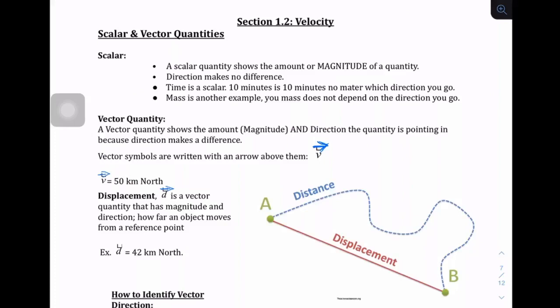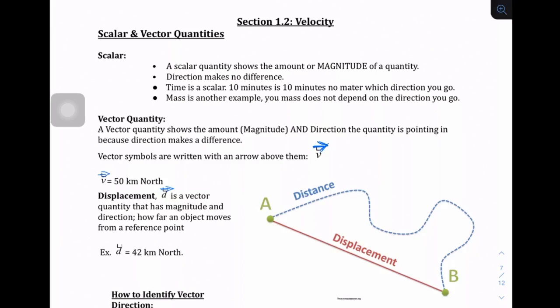Today's tutorial video is on velocity. Yesterday we talked about a few things like distance, we talked about time, we talked about the ratio between the two of those. Distance divided by time gives us the speed. These are all what we call scalar quantities, quantities being numbers.